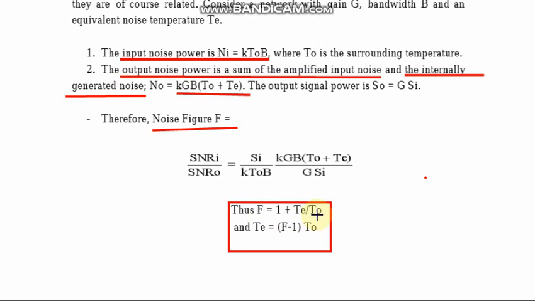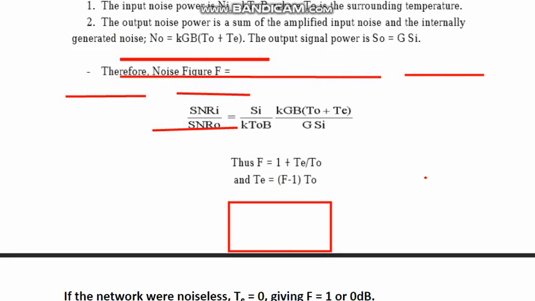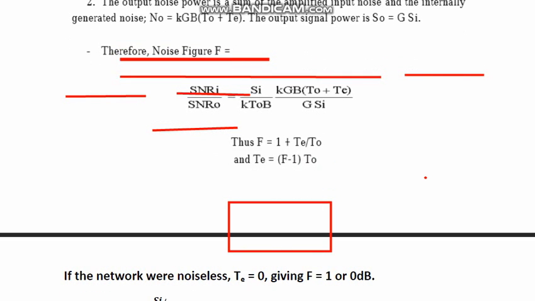T0 is 290 Kelvin, room temperature, normal temperature. TE is the equivalent noise temperature, and from this formula you can find a new formula for equivalent noise temperature, that TE is equal to (F minus 1) times T0. So these are the derivations for noise factor and noise figure.